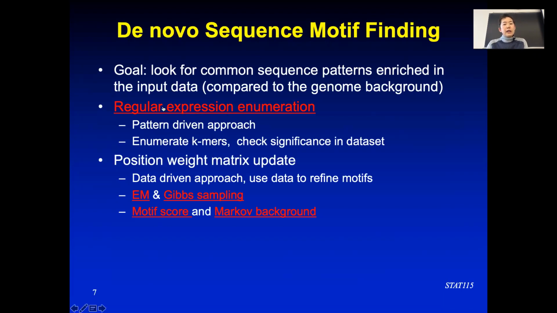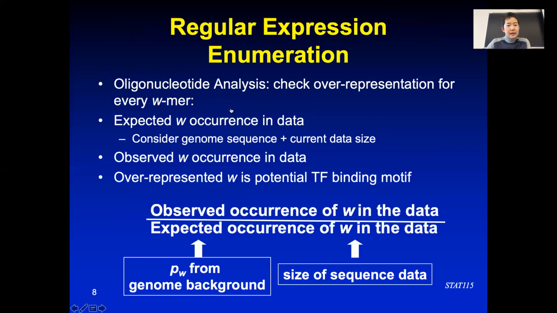If you have a regular expression, and in order to look for that motif enrichment, it's called a pattern-driven approach. The idea is, most of the time, unfortunately, we don't know how long the motif needs to be. You just have to make some intelligent guesses. You try like 6 or 9 or 12 or 15, and you see which one gives you a better result. So with regular expressions, and we call these k-mers, you are looking for enriched k-mers, and you want to check whether they are significant in the data set.